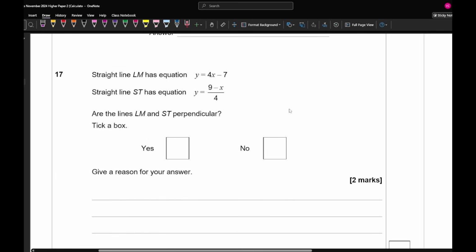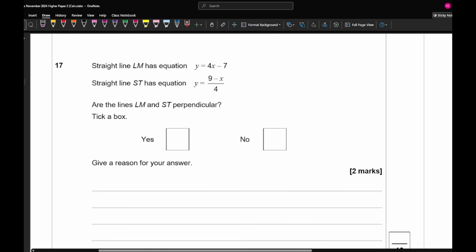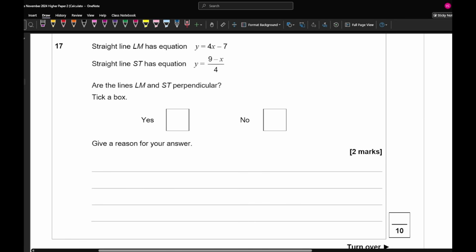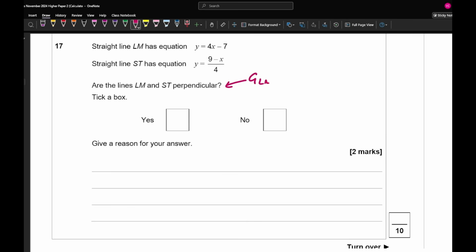Moving on to question 17, it says that the line LM has an equation of y equals 4x minus 7, and a straight line ST has an equation of y equals 9 minus x over 4. The question is asking, are the lines LM and ST perpendicular? If they are perpendicular, then the gradient of LM multiplied by the gradient of ST should equal minus 1.